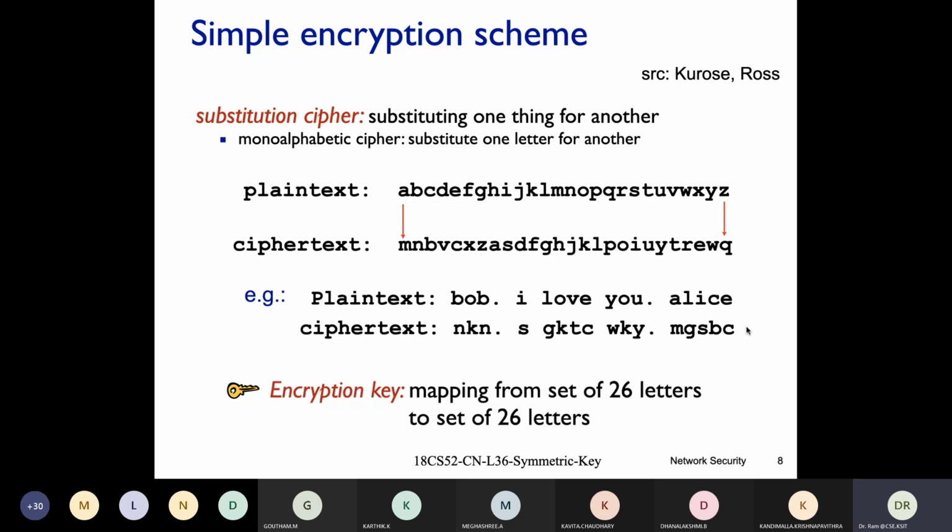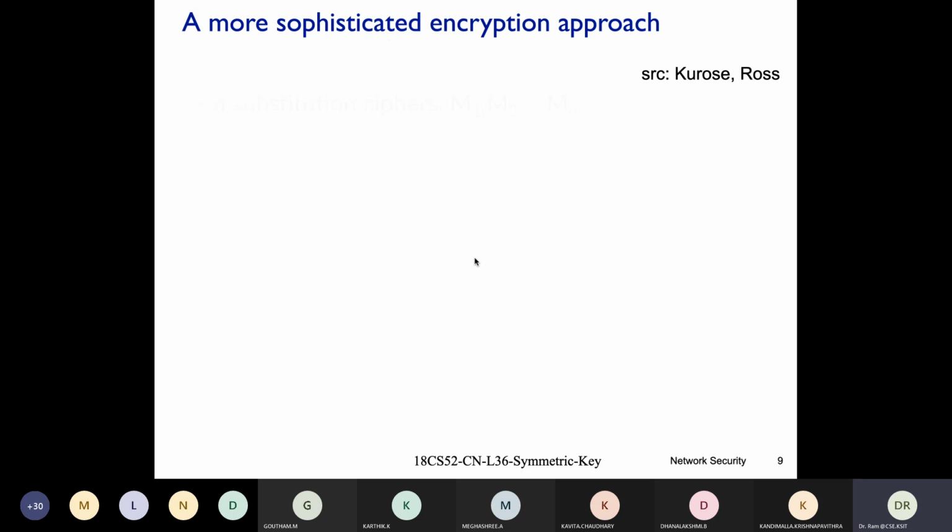And in this case, the key is only the mapping. What mapping is being used? The algorithm is simple. Look at it, put in a new key, and you are done. So there is no computation. It is a plain, simple lookup mechanism.